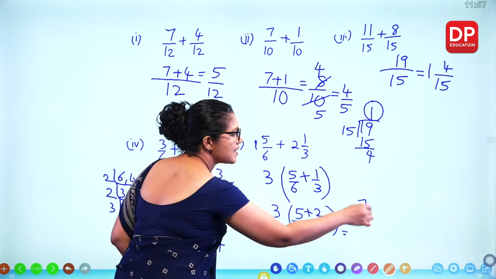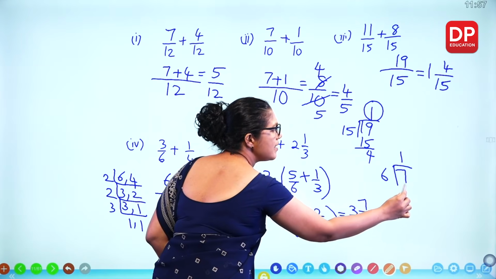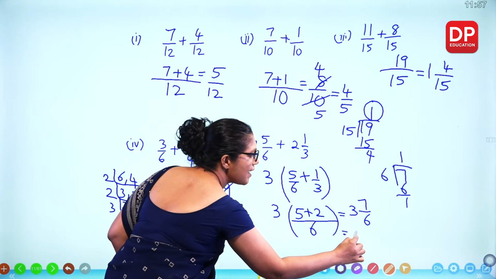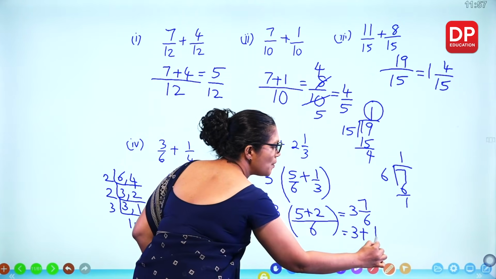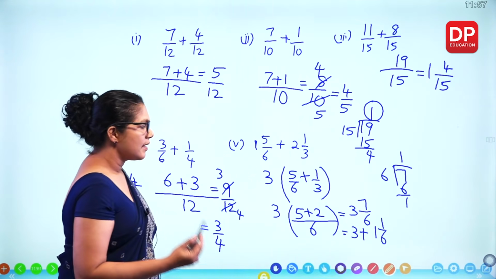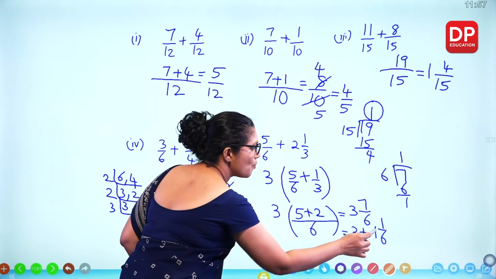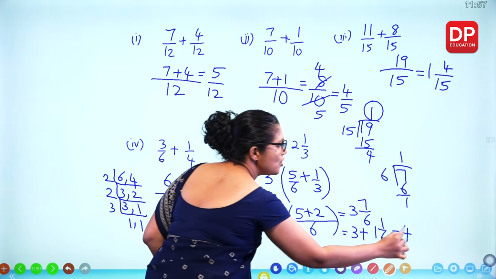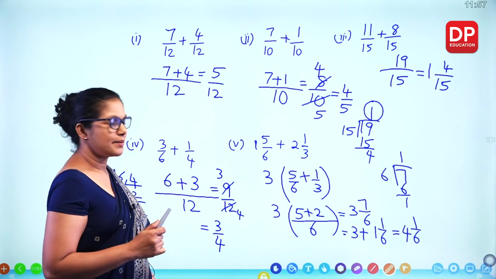Now 7 over 6, how can I write? 7 divided by 6 is 1 and 1 remaining. So instead of 7 over 6, I can write 3 and 1 full part with 1 over 6. Now you can add the whole numbers together. So what is the answer? 3 plus 1 becomes 4 and you get 4 and 1 over 6.